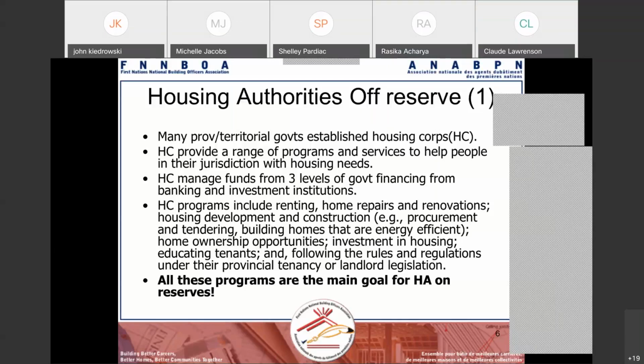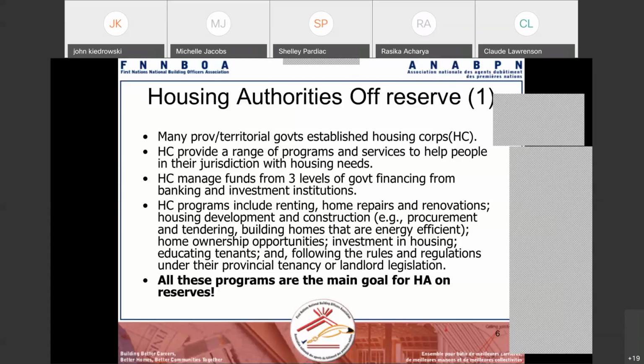They get money from the federal government, they get money from the province, and they also get money from the municipalities. So in Ontario, here in Ottawa, we have the Ottawa Housing Corporation, and they provide public housing. They get funds from the municipality to help house new immigrants or people who can't afford their own homes.